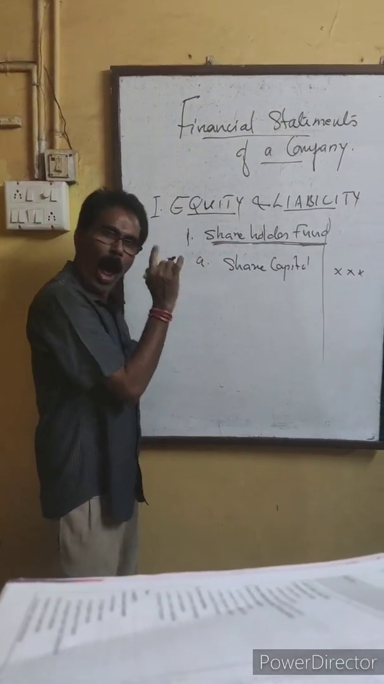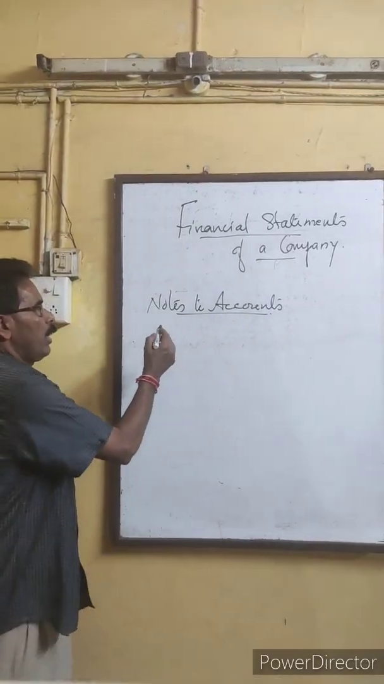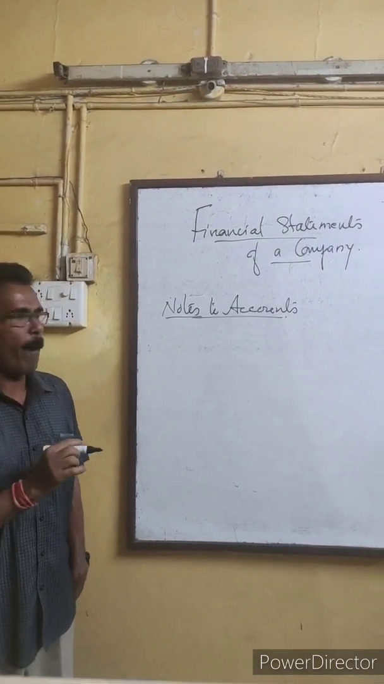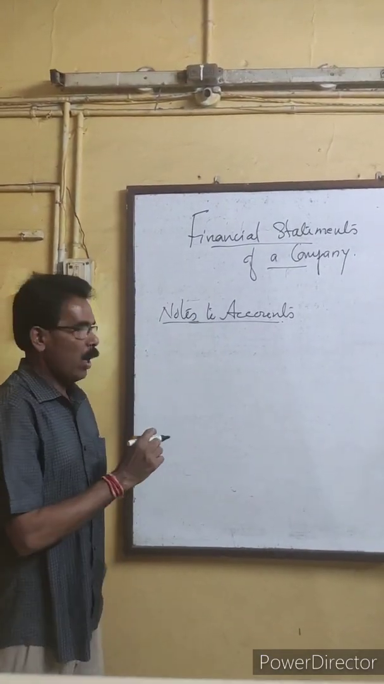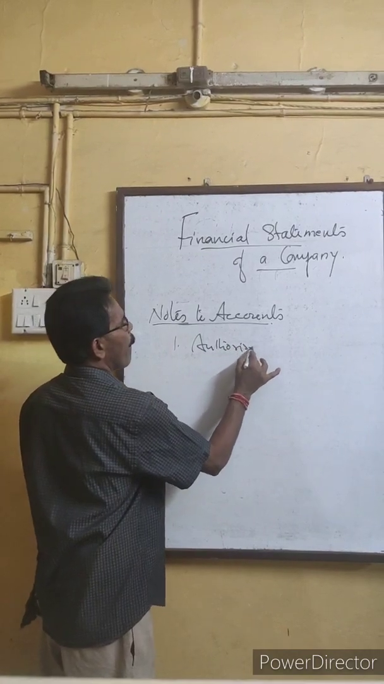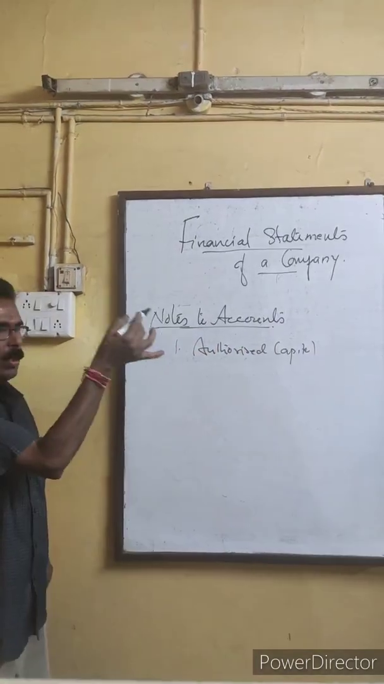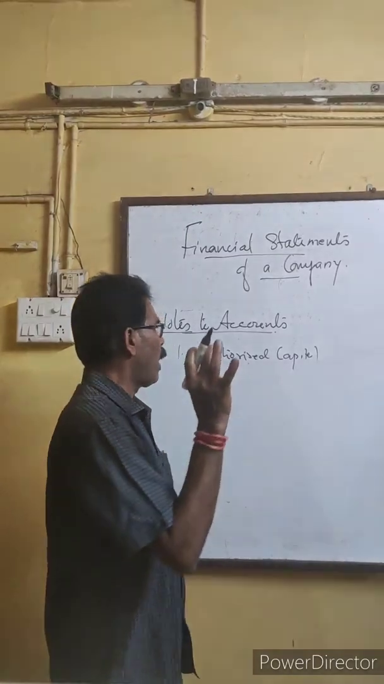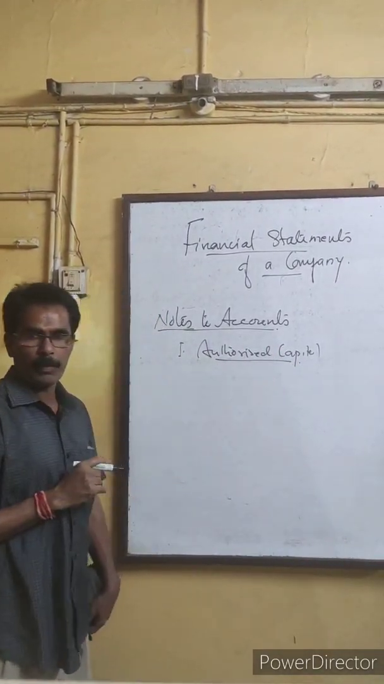Now I am going to tell you the classification of the share capital. In this notes to account, the first part of share capital classification, what you have to write, is authorized capital. In this notes to account, we are giving the details of the share capital collected by the company, and one part of that is the authorized capital of the company.